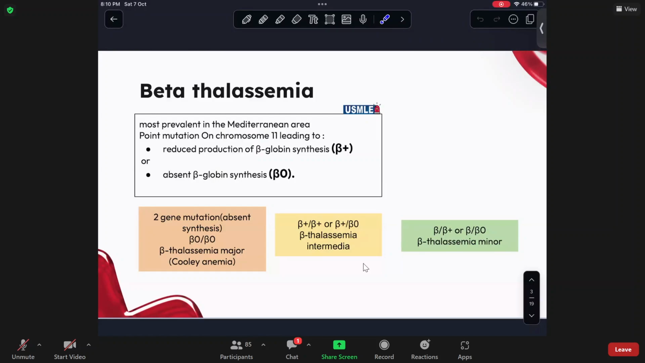Then lastly, we have beta thalassemia minor. One gene is normal, and the other gene is either reduced in production or absent, and this is the mildest form of all the thalassemia types.